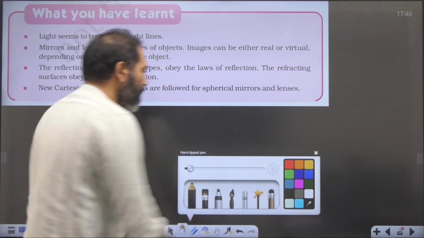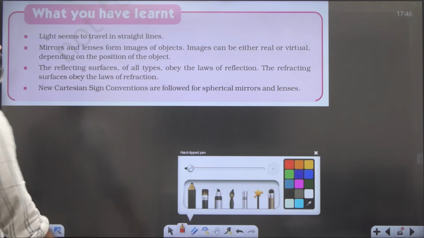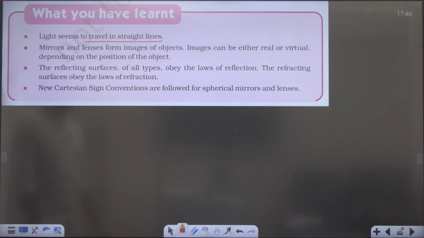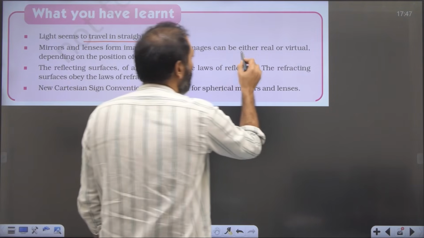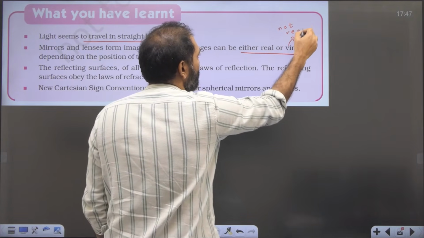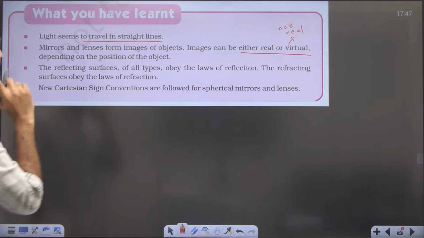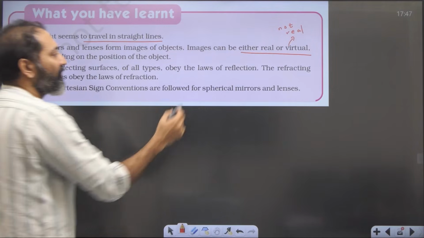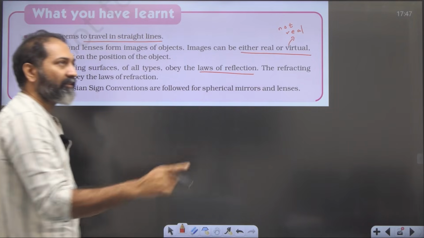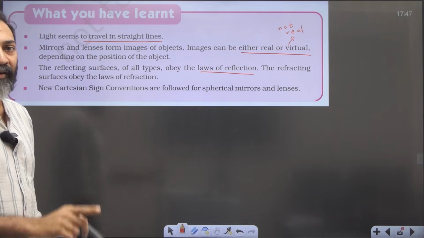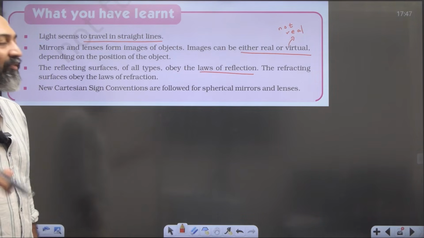So students, what we have learned so far? Light travels in straight line. Mirrors and lenses form images of objects. Images can be either real or virtual, depending on the position of the object. Virtual means not real. The reflecting surfaces of all types obey the laws of reflection. What are the laws of reflection? Incident ray, reflected ray, normal, all should lie on the same plane. Angle of incidence is equal to angle of reflection.